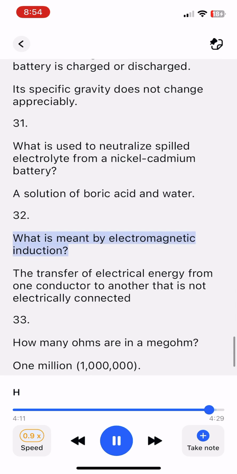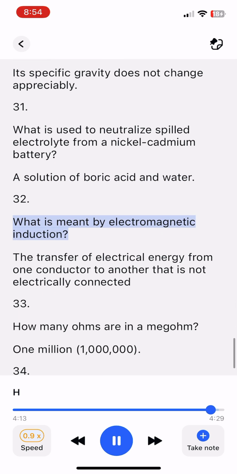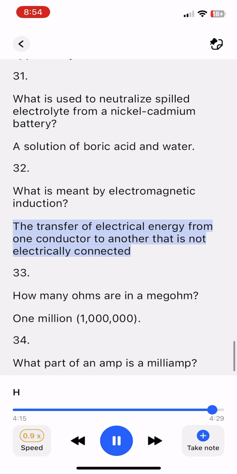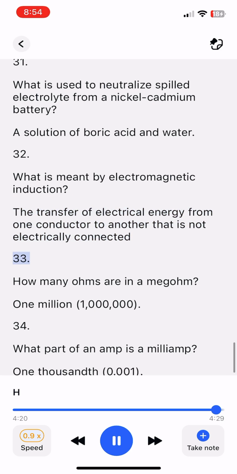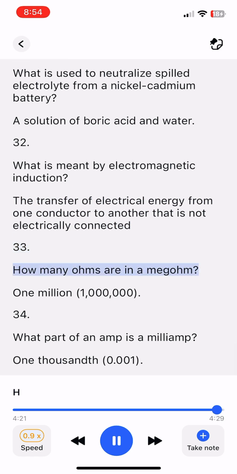32. What is meant by electromagnetic induction? The transfer of electrical energy from one conductor to another that is not electrically connected. 33. How many ohms are in a megohm? 1,000,000. 34. What part of an amp is a milliamp? 1,000th, 0.001.